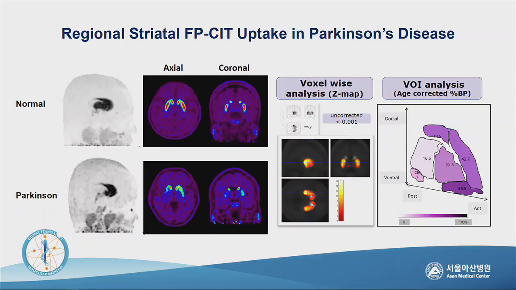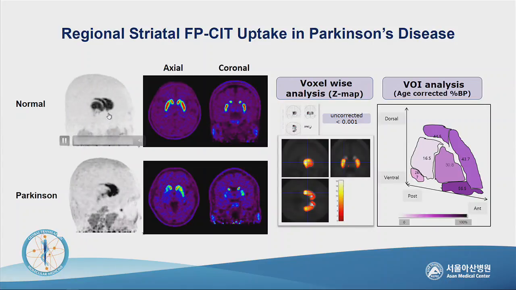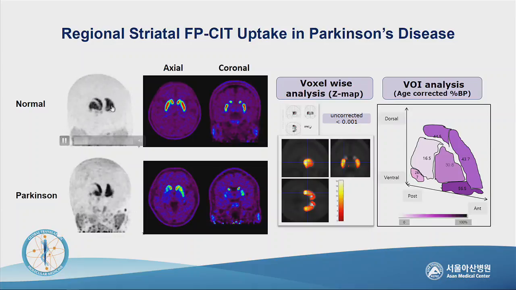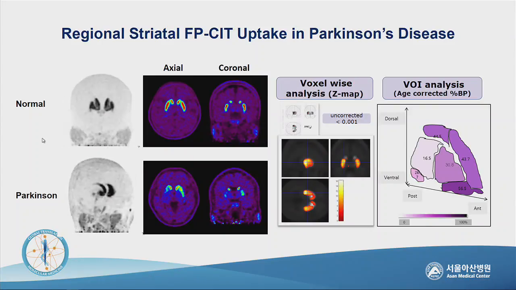This is a typical MIP image of FP-CIT PET of a normal control and Parkinson's disease. As you can see, the normal control shows diffuse striatal uptake: caudate, putamen, and ventral putamen, ventral striatum. It looks like two rabbits in the brain.